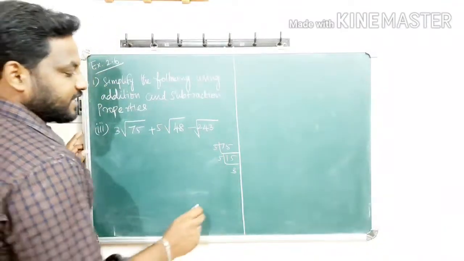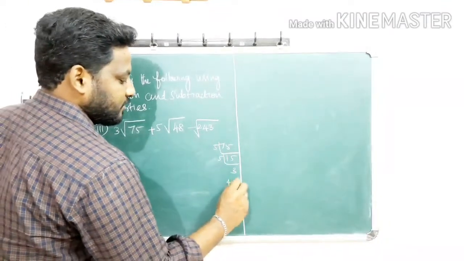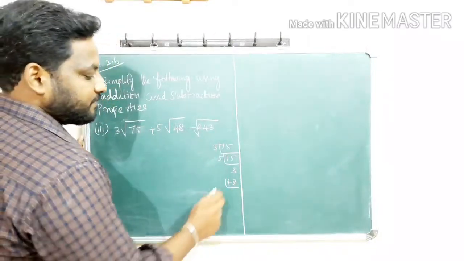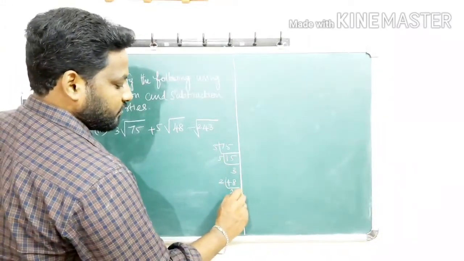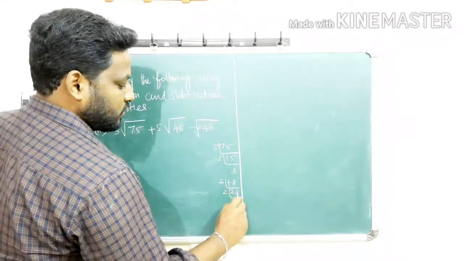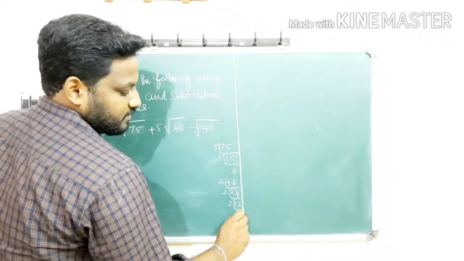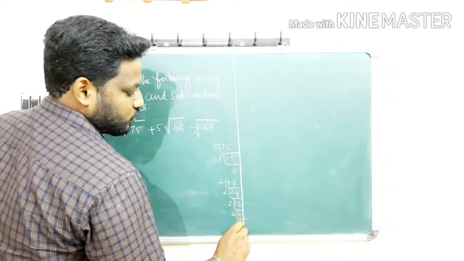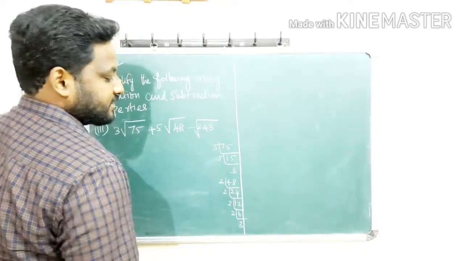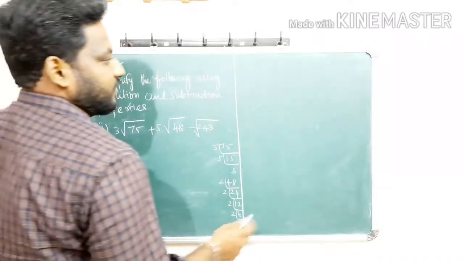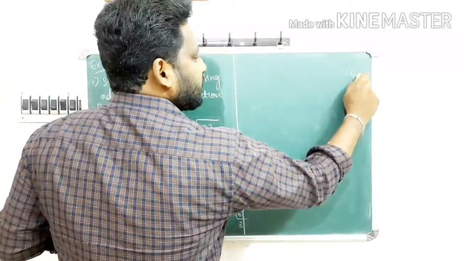And then what is the number? The second number given is 48. So we can divide by 2, 2 2s are 4, 4 2s are 8. Then again 2, 1 2 is 2, 2 2s are 4. Then again 2, 6 2s are 12. And again 2, 3 2s are 6. And the next number is 243. So 243.